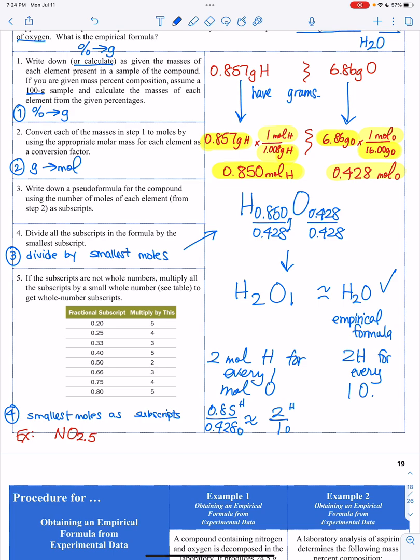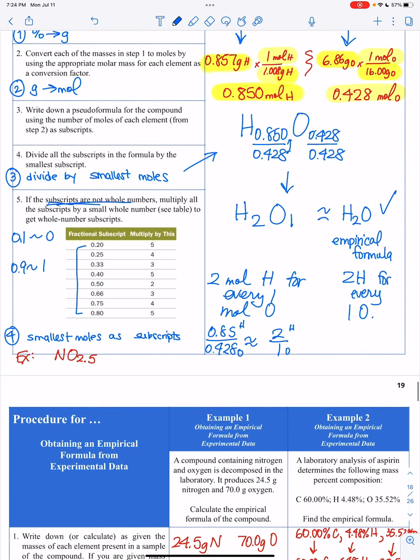And this happens, and it's going to happen on the next page, if the subscripts are not whole numbers. I can't just round. I could round 0.1 to approximately 0. I could round 0.9 to approximately 1, or the next whole number. But anything in between is a little iffy. If the subscripts are not whole numbers, multiply all the subscripts by a small whole number from this table to get whole number subscripts. I would suggest remembering 2 of these.